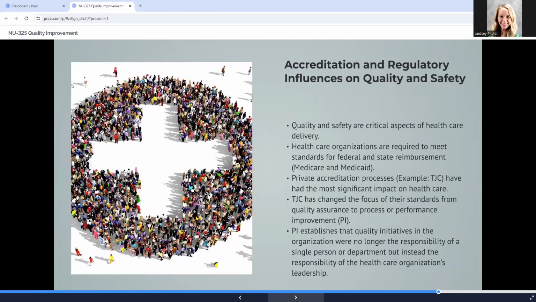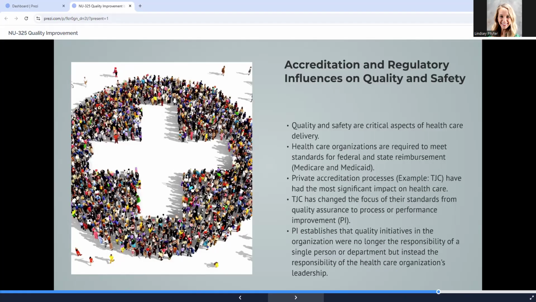So talking about that accreditation process, let's talk a little bit more about accreditation and regulatory influences on quality and safety. So again, quality and safety are critical aspects of healthcare delivery, and healthcare organizations are required to meet standards for federal and state reimbursement. So when I say federal and state reimbursement, I'm specifically talking about Medicare and Medicaid. Private accreditation processes like the Joint Commission have had the most significant impact on healthcare because those are the committees that are formulating these national patient safety goals like we just talked about.